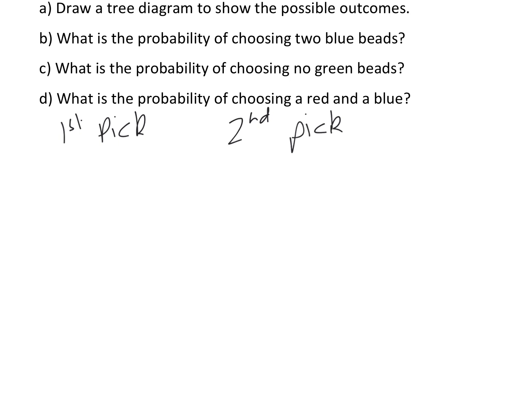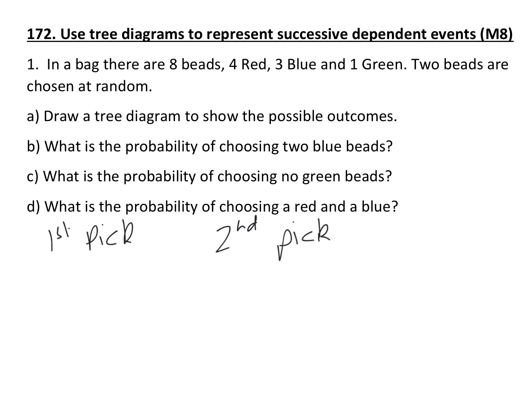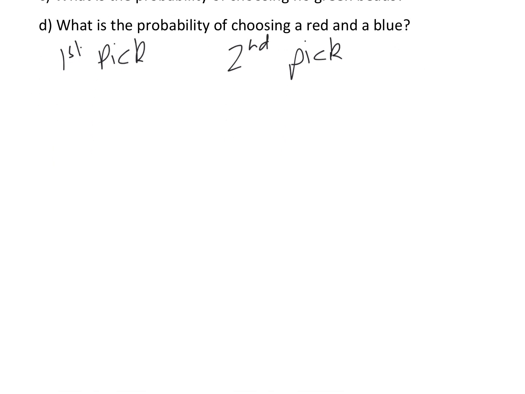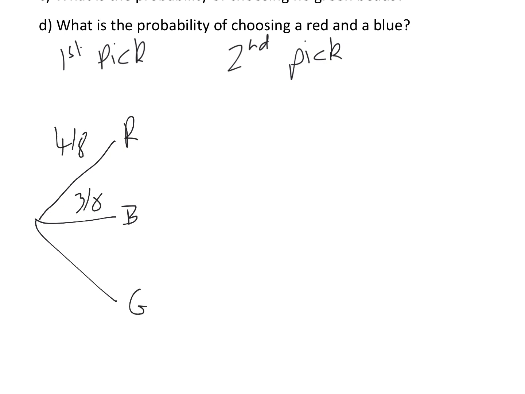Once you see the first one, automatically the probability of the second one changes, and that is a bit confusing, or you might resist accepting that. I'll keep on at that, but that's effectively what happens. So on the first pick, that should be straightforward enough. You can get a red, you can get a blue, or you can get a green. 4/8, 3/8, and 1/8.